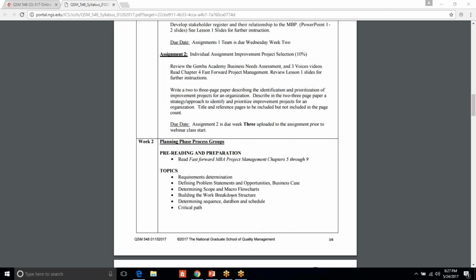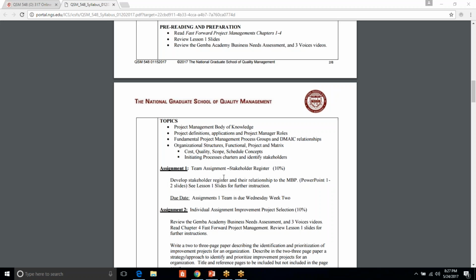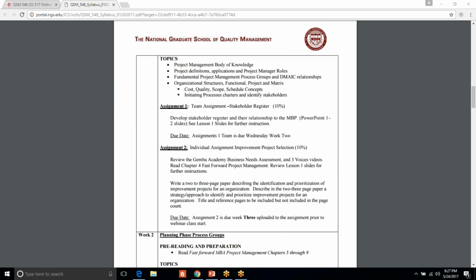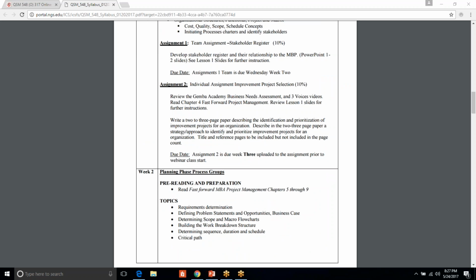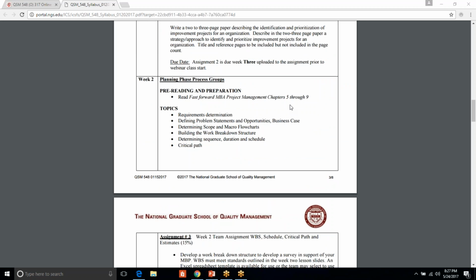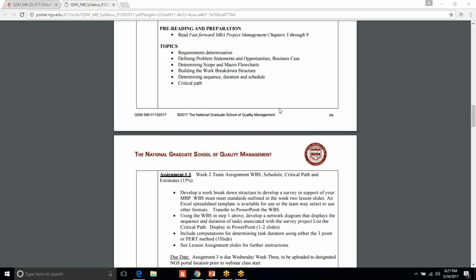Looking ahead to next week, we'll look at the planning phase and how we process groups, how that'll work. So we're asking you to read chapters 5 through 9 in preparation for next week. Those topics talk about defining problem statements, business cases, looking at scope, and work breakdown structure.